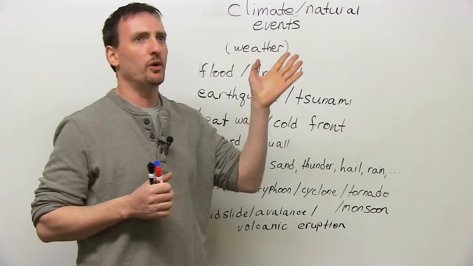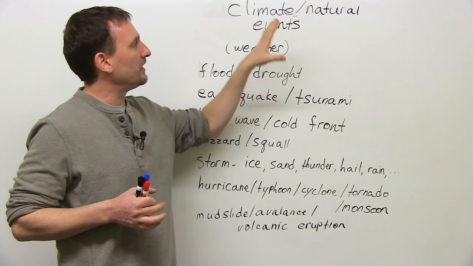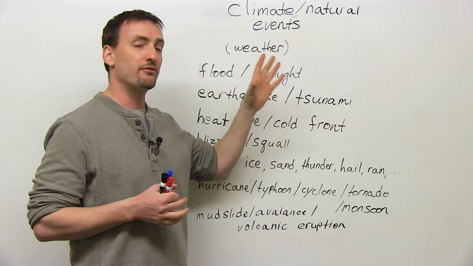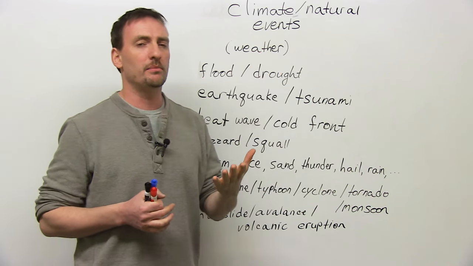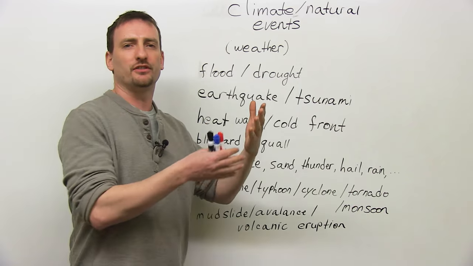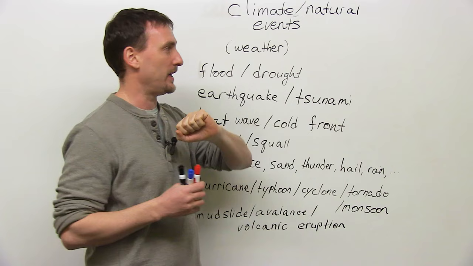Today's lesson comes from a few requests from the engVid.com comments section. Some people wanted to know about natural disasters. So what I have here is a bit of a combination of climate vocabulary and natural events. I don't call them disasters because realistically, they're only disasters to humans. To nature, they are just events, okay?